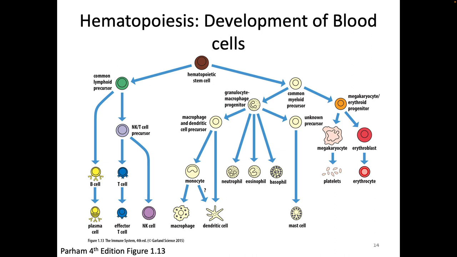This is from an earlier version of your textbook. Your current version of your textbook looks at this slightly differently. Because what the current version does is highlight the fact that there are these two major branches that can be made from the hematopoietic stem cell.